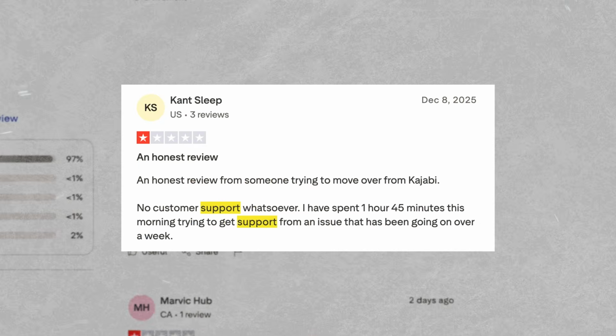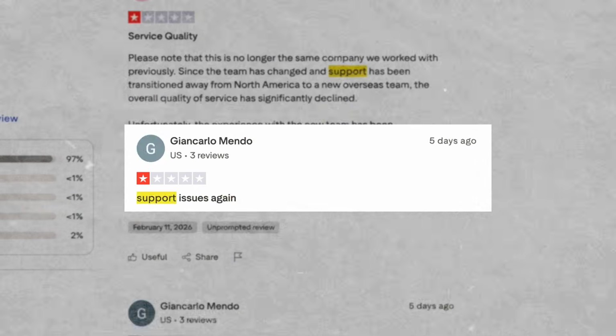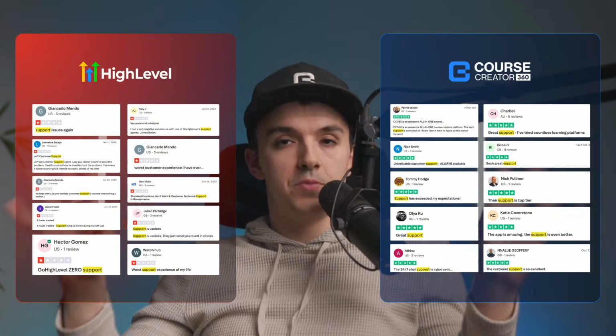Again, GHL is catering to millions of different people from hundreds of different niches. It is almost impossible to create a support system that can cater to that many people in that many different verticals. It is 100 times easier for us to nail the support, the quality, the timing, everything, when we have just one person we're going after versus 100. And the reviews speak for themselves.